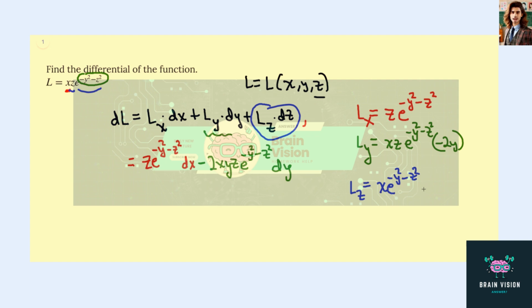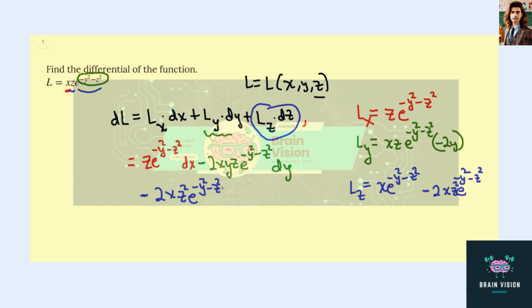And then for the next term, when we differentiate, we'll still have our xz. But when we differentiate the exponent using the chain rule, we'll get a negative 2z. So there's the negative 2, and then the additional factor of z gives us a z squared there. So this will be minus 2x z squared e to the negative y squared minus z squared.